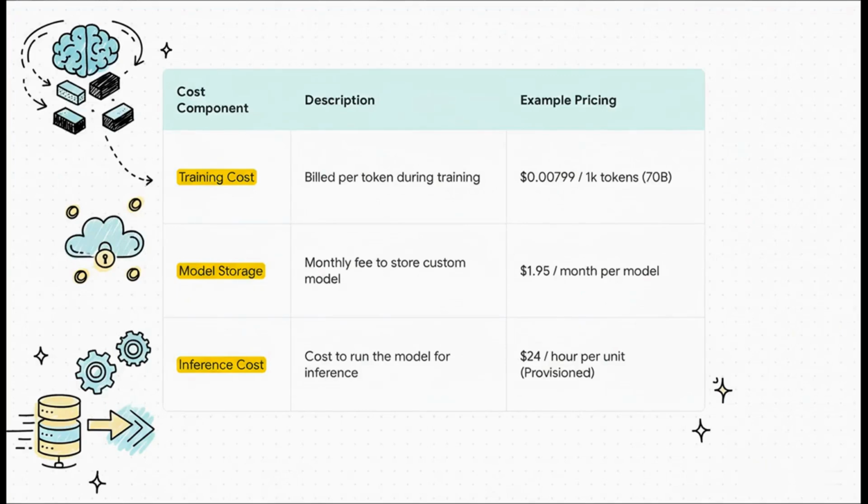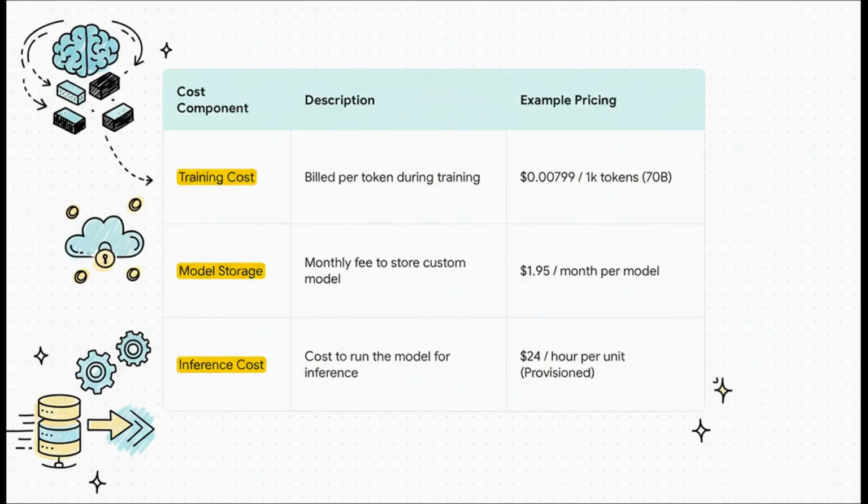The costs really break down into 3 parts. First, there's a one-time training cost based on the amount of data you process. We measure that in tokens, which you can think of as pieces of words. Second, there's a tiny monthly fee to store your model. And third is the ongoing inference cost. That's what you pay to actually run it.